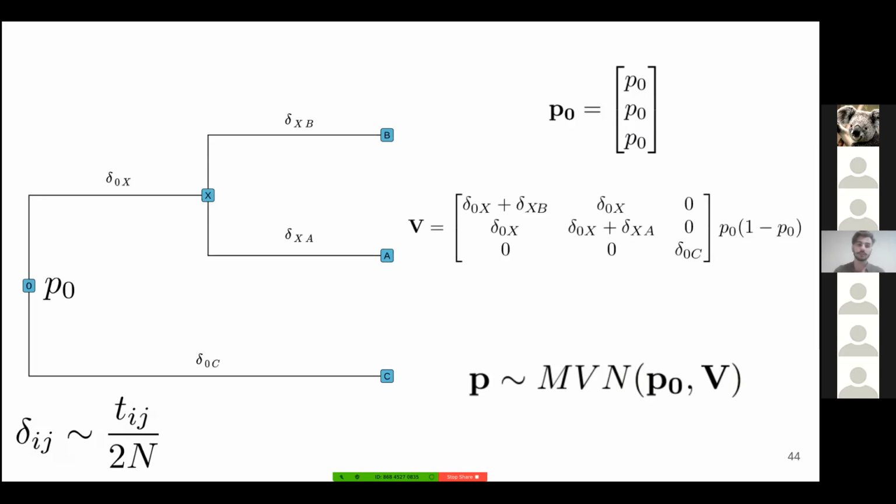The covariance matrix will then be the matrix containing the information about drift and topology multiplied by the expected variance of initial allele frequencies. This allows us to treat the vector of population allele frequencies as a multivariate normal distribution with mean vector P0 and covariance matrix V.